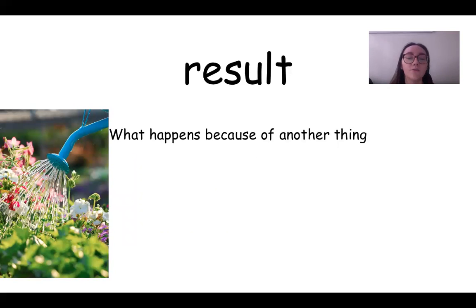Result. Now, result, it's what happens because of another thing. So when you water plants, the result is they grow. So that is result. You can use it when you talk about sickness, like your COVID test result or results are negative. So that means the result, what happened because of another thing. They did a test and they found out what happened. They found out that you don't have the sickness, right?